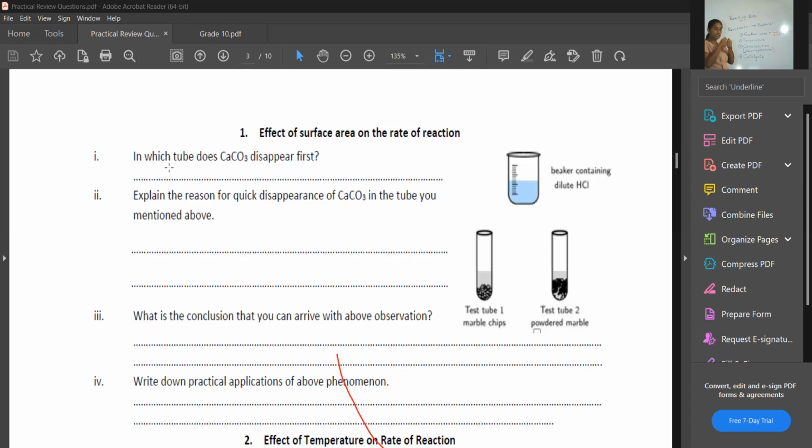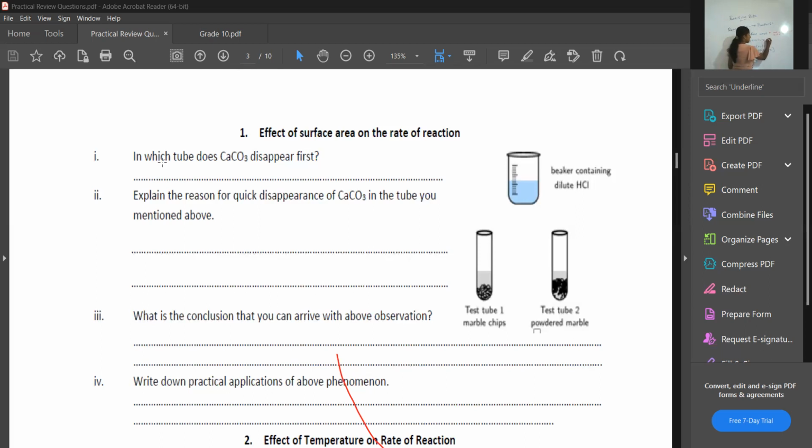If the kinetic energy increases, they face more collisions, because they move here and there. If we increase the temperature, you have to explain step by step if you are asked for reasons. If the temperature increases, what happens? The kinetic energy of the reactant particles increases. If the kinetic energy increases, the number of collisions increases. When there are more collisions, the rate increases.